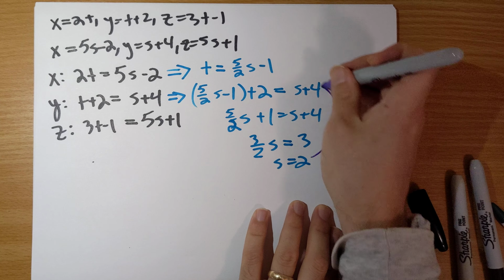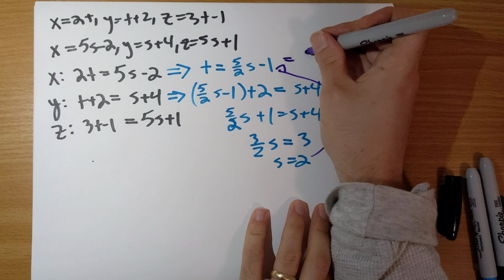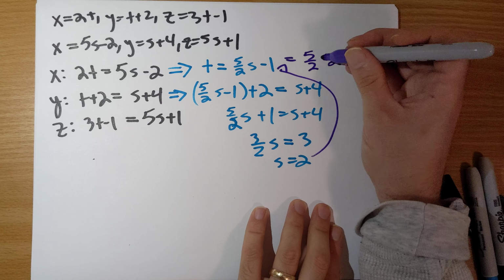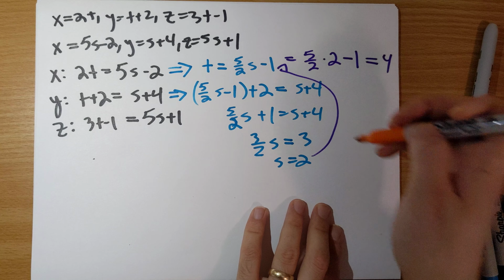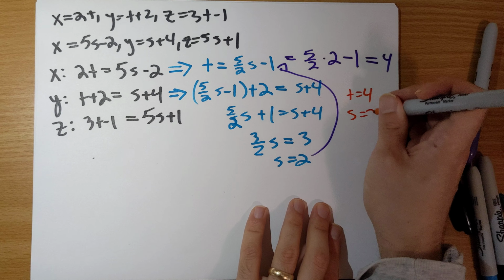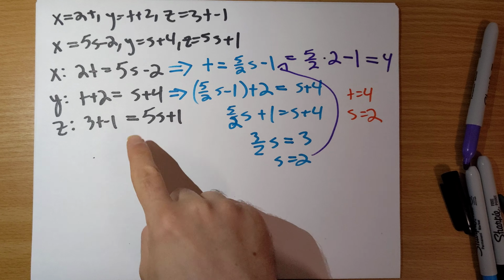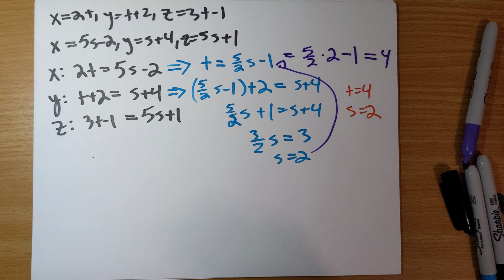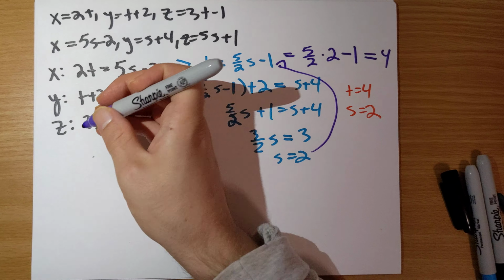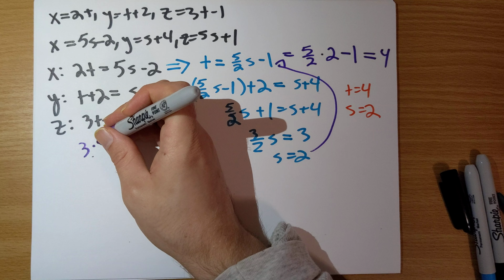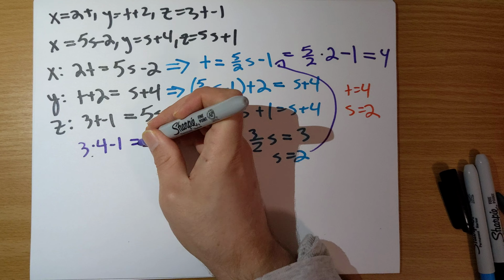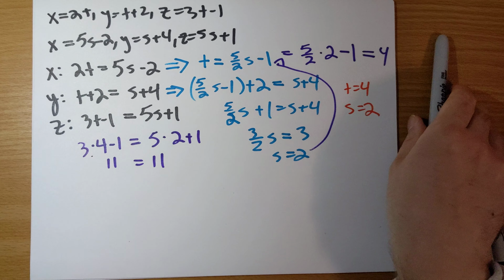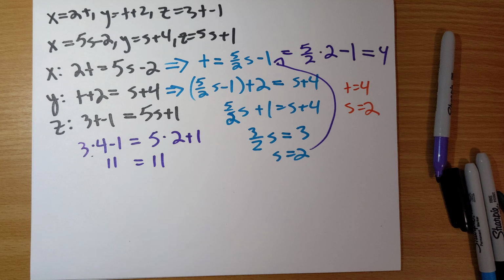And if s is equal to 2, t is equal to 5/2 times 2 minus 1, which is 5 minus 1, is 4. So we came up with t is 4 and s is 2. But now we need to check the third equation. So t is 4 and s is 2 satisfy the first two equations. Let's check the third equation here. 3 times 4 minus 1 is 5 times 2 plus 1. And yes, both sides of those are 11. So you should always check this third equation.